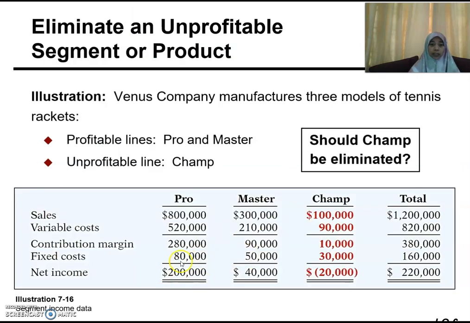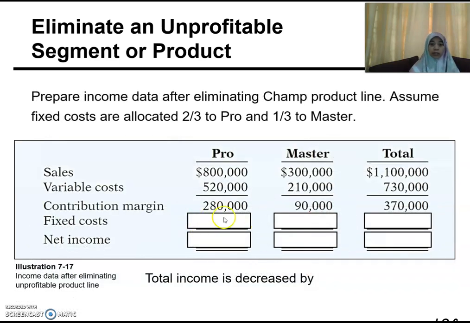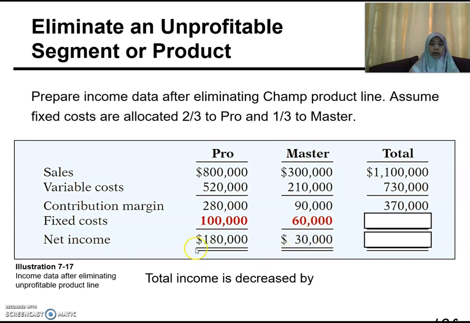Originally, your fixed cost for Pro is 80,000. Now you have to take 20,000 of this, so that will give you 100,000. For Master, originally your fixed cost is 50. You have to take a portion of this, that is 1/3 of it, that is 10,000. So 50 plus 10 gives you 60,000. So here will give you 100,000, and this one will give you 60,000. Okay, so you will get a net income of 180 and 30 for Pro and Master respectively.